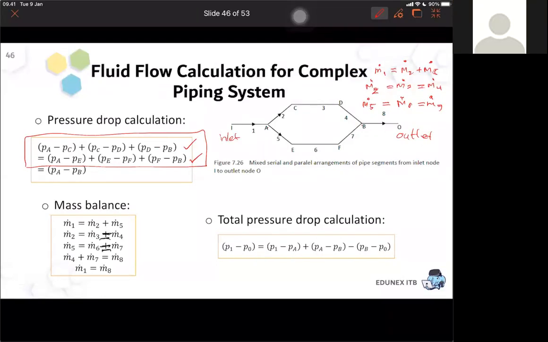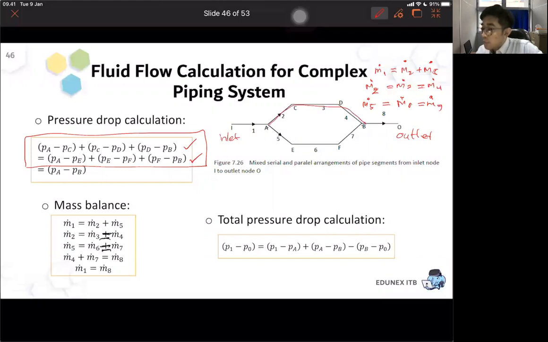Maybe because the mass flow rate of 2 and 5 is the same, sir. 2 and 5. But I don't know, sir. Mass flow rate at point 2 should not necessarily have to be the same at point 5. But the pressure drop at the top line should be the same as the pressure drop at the bottom line. The total, right? From A until B from the above and from A until B from the below line.